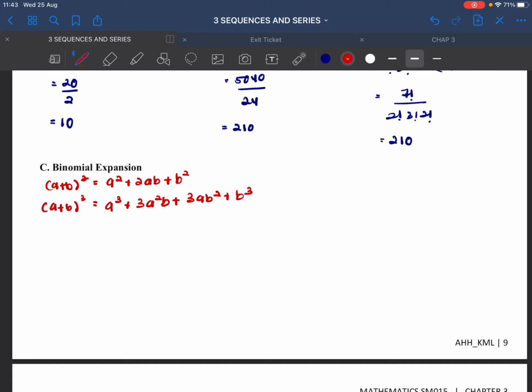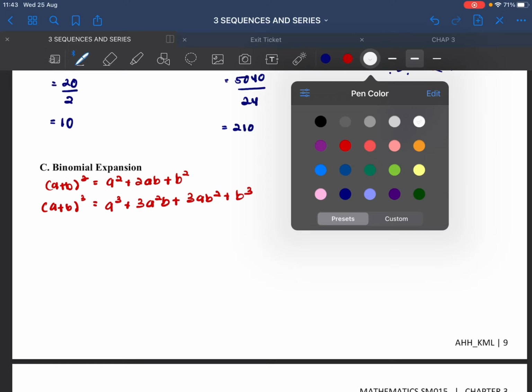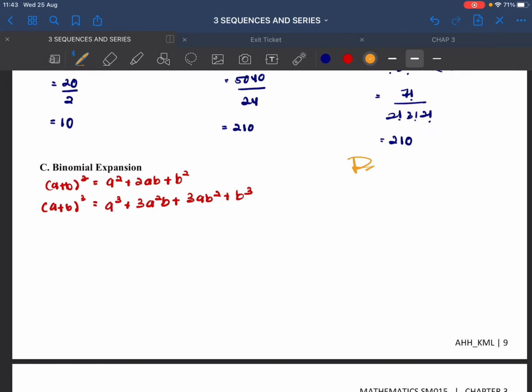Okay, tapi dari mana datangnya sebenarnya formula ini? Dari mana datangnya expansion ni? So that is how we are going to introduce Pascal triangle. Okay, Pascal triangle. Okay, so what is Pascal triangle? Contoh, let's say if I have 1 here and then I have 1 and 1 here. So if we add up 1 plus 1, we will get 2.